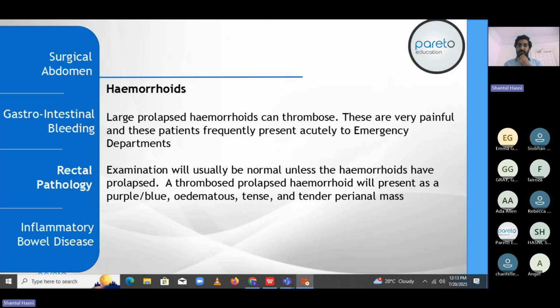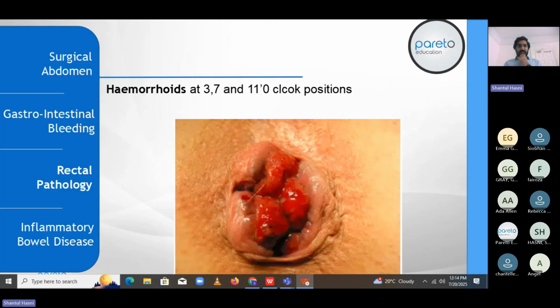Thrombosed prolapsed hemorrhoid will present as a purple-blue, edematous, tense and tender perineal mass, and we'll look at a few images as well. This is the classical 3 o'clock, 7 o'clock, and 11 o'clock position. Sorry about the spellings. If you look at the anus, I would look at it like a clock. So this one is in lithotomy position. The patient's legs would be, this would be the left leg, and this is where the right leg would be. If you imagine this is a male, this is where the testicles would be. This is the 12 o'clock, this is 3 o'clock, this is 6 o'clock, this is 9 o'clock.